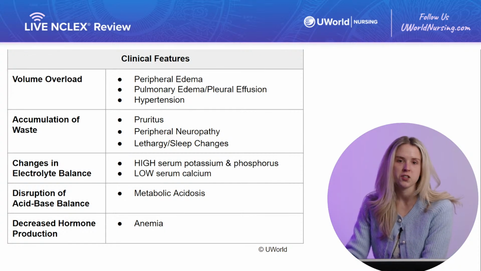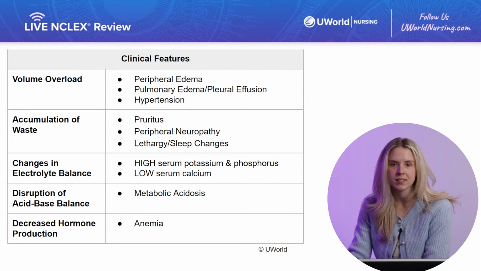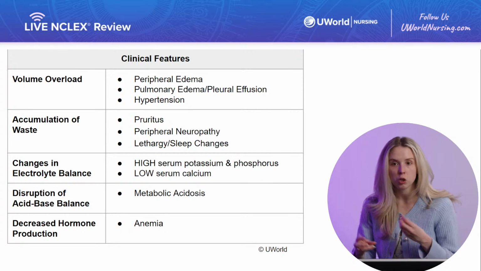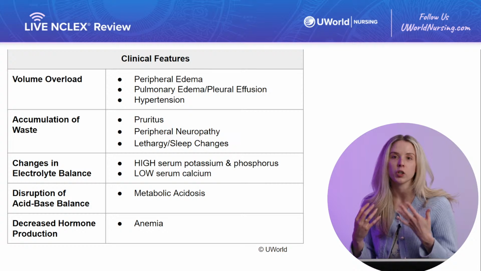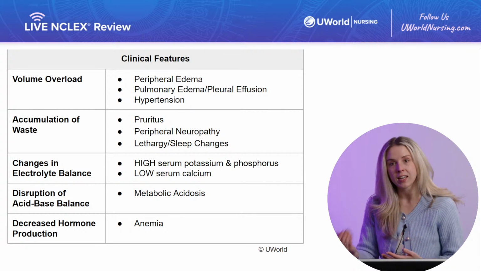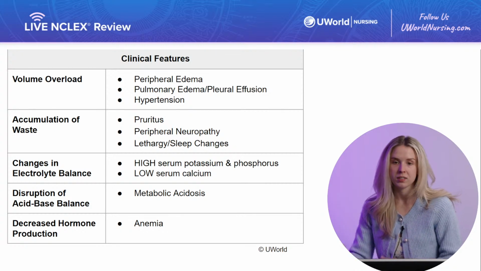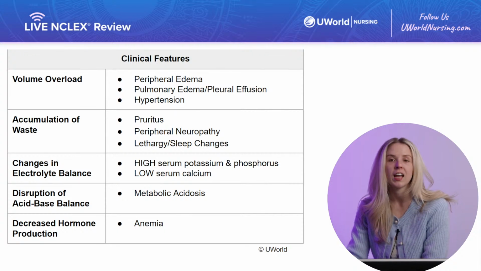Another clinical manifestation can be disruption of that acid-base system. Toxins and electrolytes will accumulate in the blood, leading to increased blood acidity, which is a state called metabolic acidosis. And we have to brush on anemia as another clinical feature of CKD.